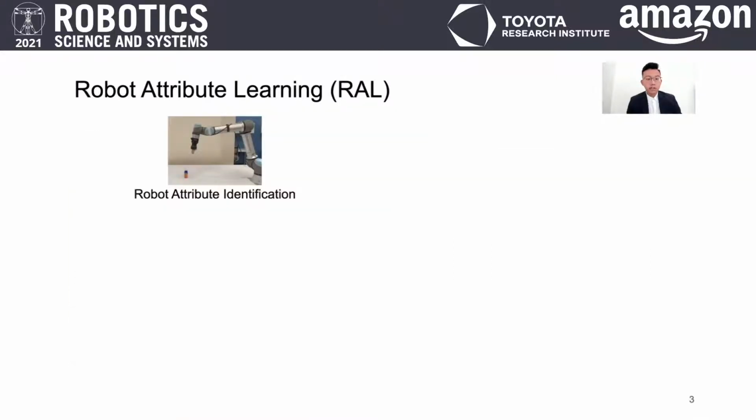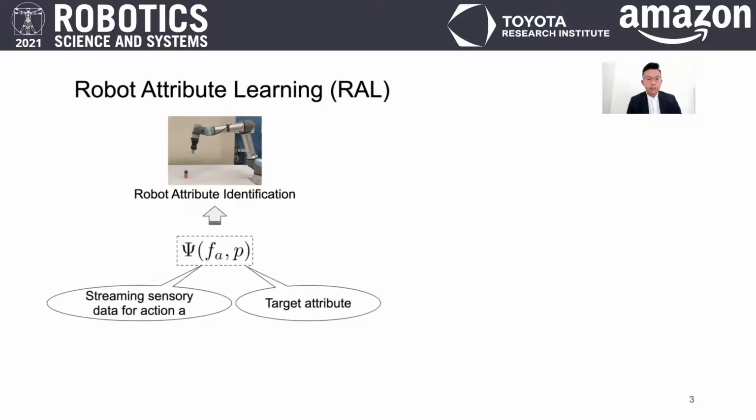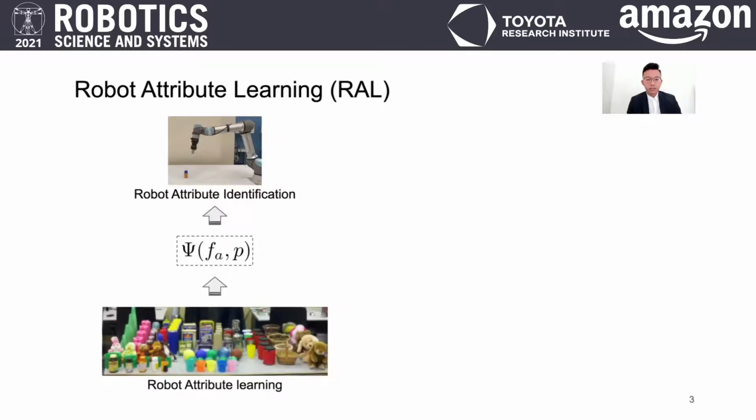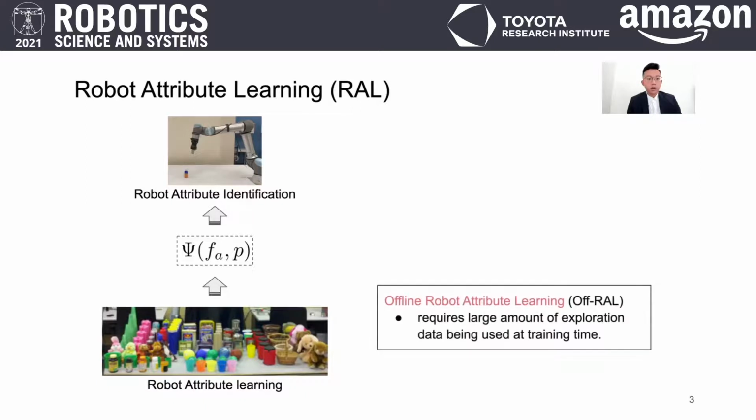Robot attribute identification assumes the availability of a classifier psi. F is the streaming sensory data collected after performing action A, and P is the attribute to be identified. Given a multimodal exploration dataset, robot attribute learning algorithms can train the classifier psi. Existing works assume the dataset is provided beforehand, so they are considered offline. Offline robot attribute learning algorithms require large amounts of object exploration data, which is very expensive to collect.